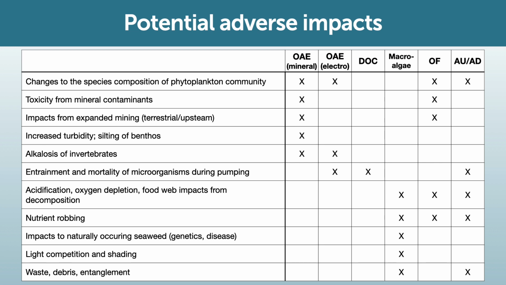Macroalgae cultivation, whether it's done for carbon removal, food, or fuel, can cause impacts to local seaweed populations via genetic interactions and disease. It could also compete with phytoplankton and benthic algae by occupying surface areas most exposed to sunlight and shading the water column underneath. Lastly, both macroalgae cultivation and artificial upwelling and downwelling can introduce debris into the water column, as well as structures, lines, and mooring structures, which may become entangled with marine life.